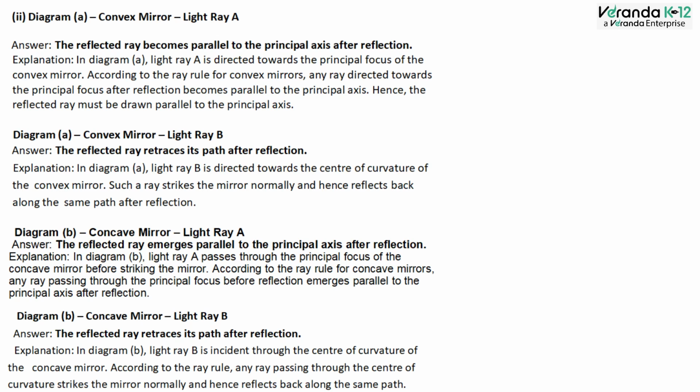Light ray B. Answer. The reflected ray retraces its path after reflection. Explanation. In diagram B, the light ray B is incident through the center of curvature of the concave mirror. According to the rule, any light ray passing through the center of curvature strikes the mirror normally and hence reflects back along the same path.